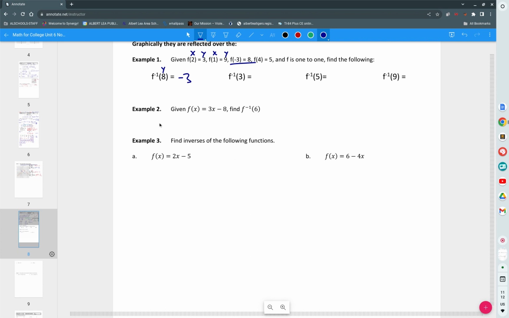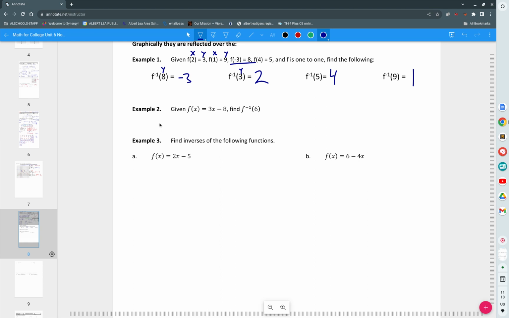F inverse of 3. Yeah, if the y value is 3, the x value is 2. F inverse of 5, 4. And f inverse of 9. It's no big deal, right? Pretty straightforward? Good.